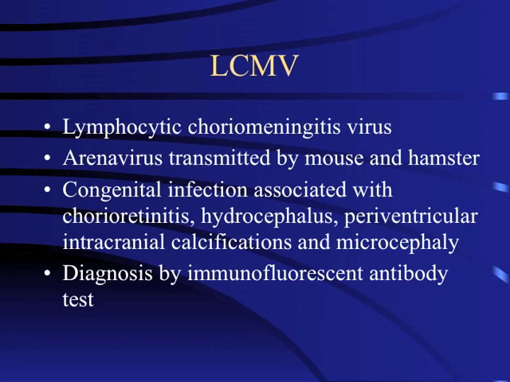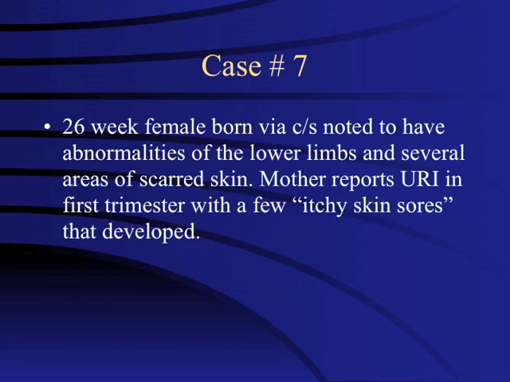In the congenital infection, you get chorioretinitis, hydrocephalus, periventricular cranial calcification, and microcephaly. Again, it looks like a classical CMV infection, but when you do the testing, it turns out to be negative for that. So we think about this other agent, and we can make the diagnosis by immunofluorescent antibody test.